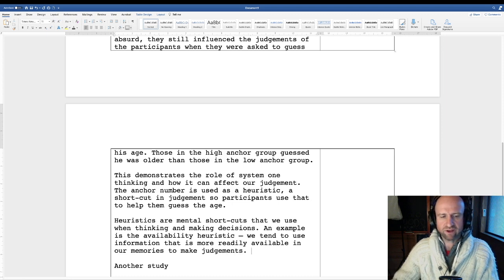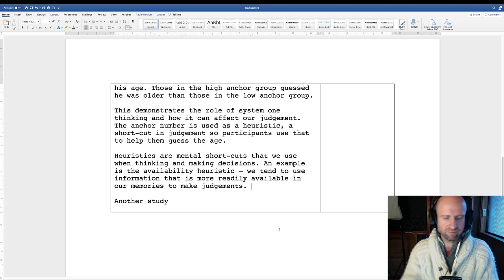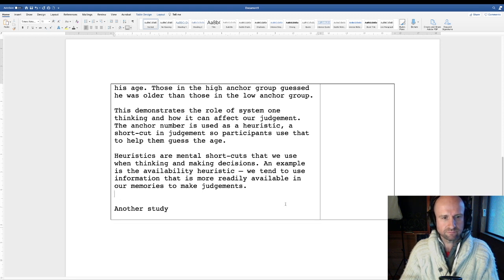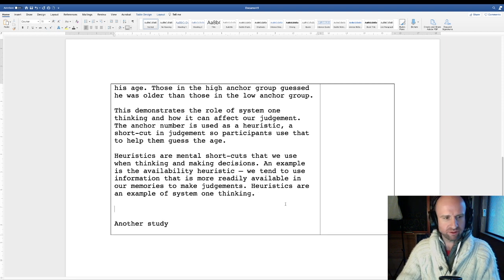I might have defined availability heuristic wrong here, but I think I've pretty much got the right idea. Now I'm realizing that I'm kind of getting away from the dual processing model, so I just want to bring it back to that topic. Heuristics are an example of System 1 thinking. Okay, all right. Now, what's my next point going to be?